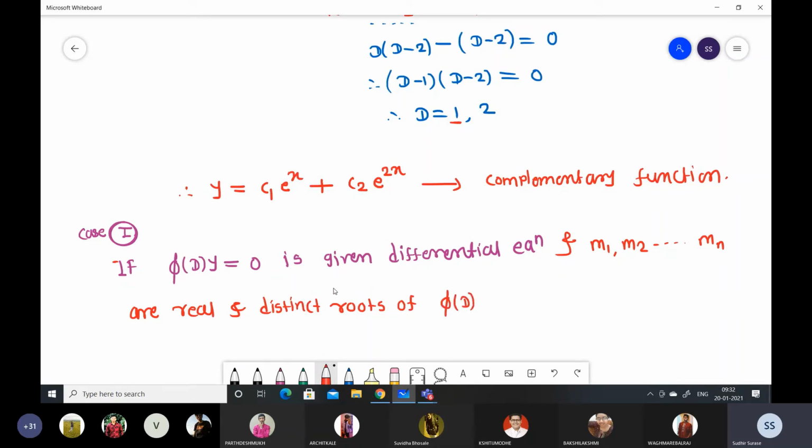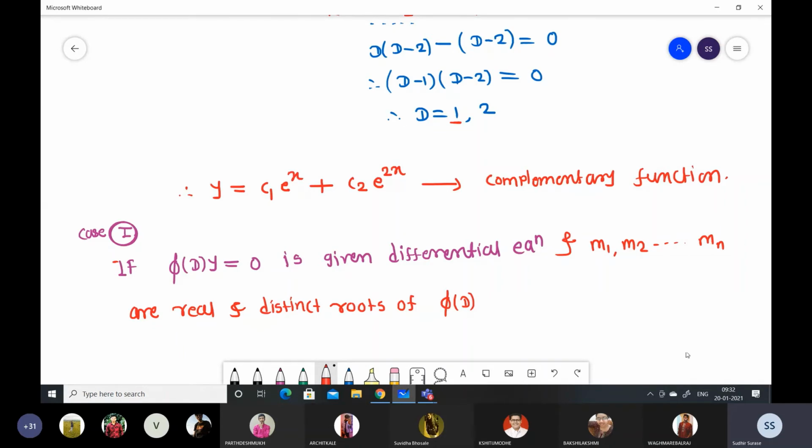Now you are quite familiar with the auxiliary equation. Phi of D equals 0 is called the auxiliary equation, and after that we find the roots, so you get the idea. So m1, m2, up to m suffix n, because in general we are assuming this nth order. If it is second order, you will get two roots. If it is first order, you will get one root. Third order, you will get three roots. It depends on the order of the differential equation.